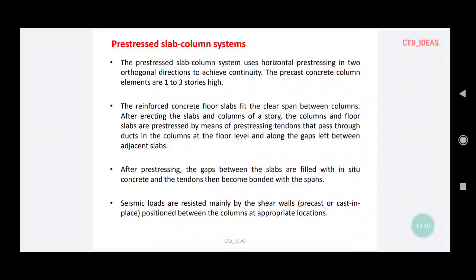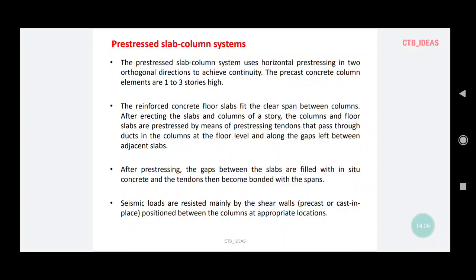Then reinforced concrete floor slabs fit the clear span between the columns. After erecting the slab and columns of the story, the columns and floor slabs are pre-stressed by means of pre-stressing tendons, which I was referring to earlier, that pass through the ducts in the columns at the floor level and along the gaps left between the adjacent slabs.